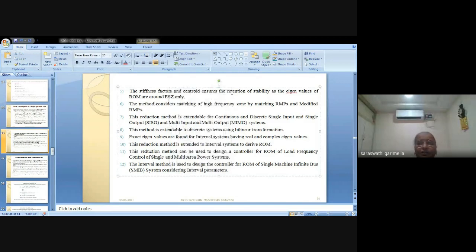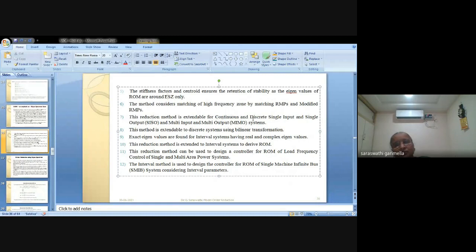That is the advantage. The method considers matching the high frequency zone also. There it was only for steady state, but here we are considering both steady state as well as transient response.